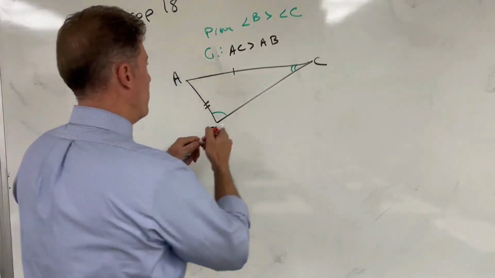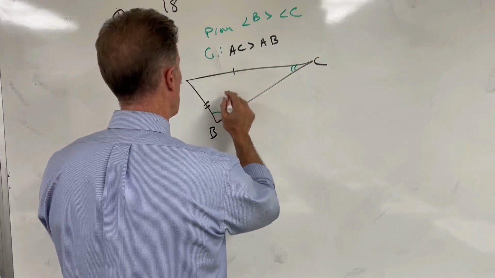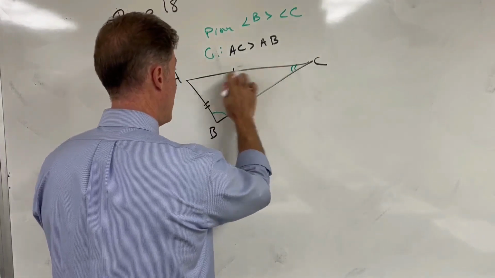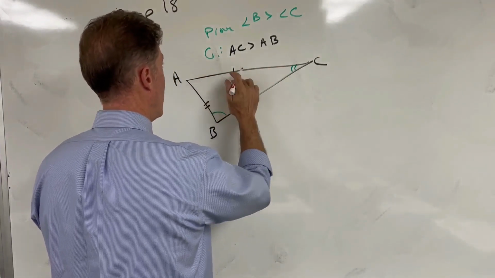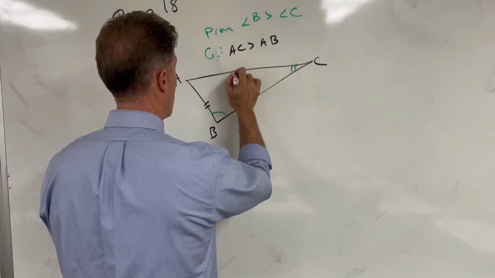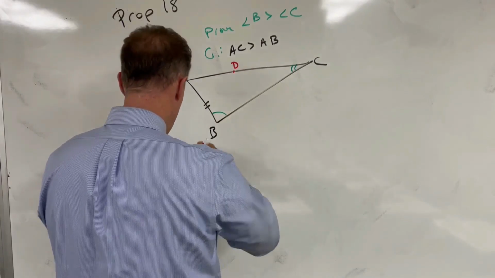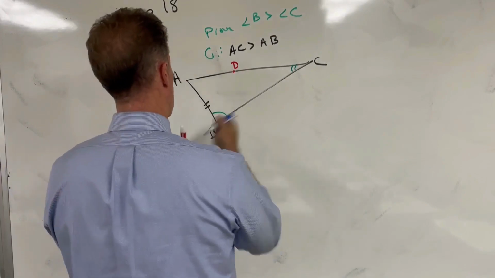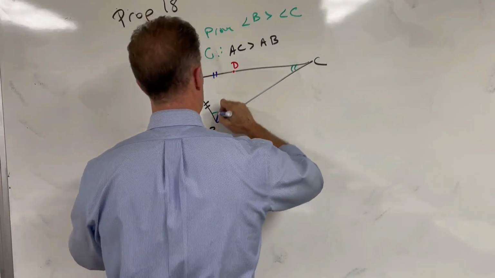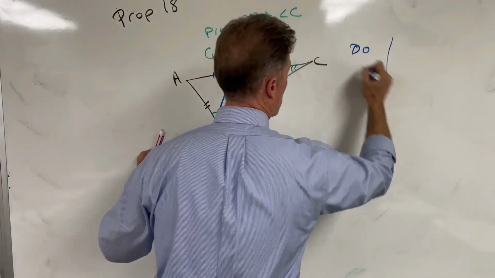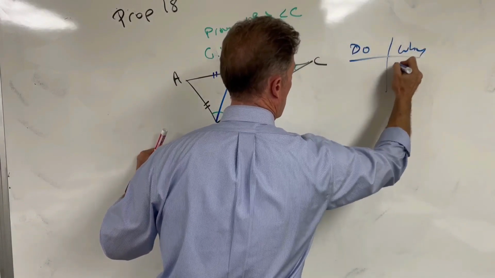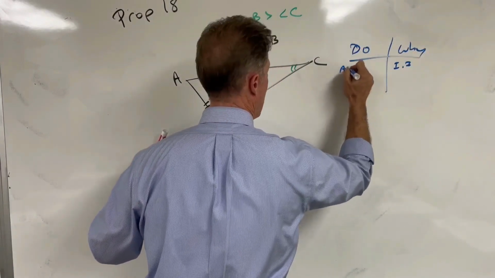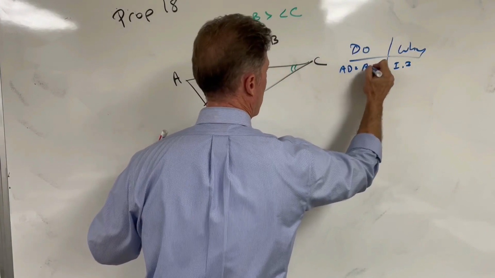To begin this proof, we're going to cut off from the greater AC a portion equal to AB. So we're going to cut off, say, AD here equal to AB, and then connect those. So if we're keeping track in our do and our y, we're going to use prop 3 to make AD equal to AB.